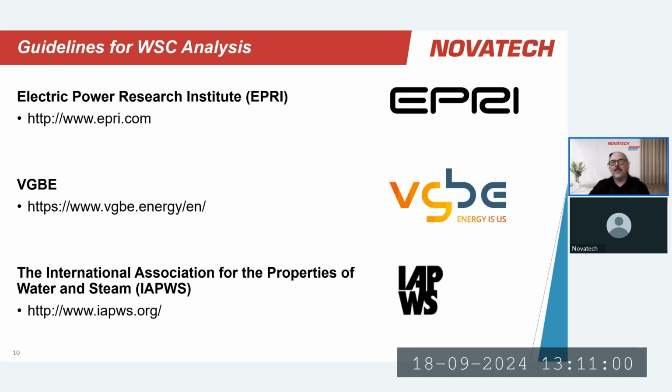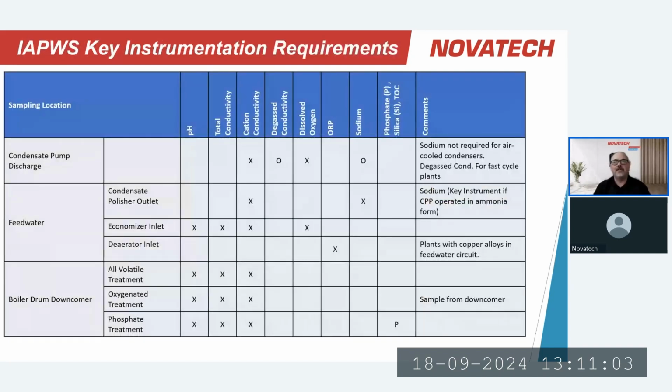And as an example, I've pulled out from the IAPWS their key instrumentation requirements, and they basically go through all of the units that we saw in our original flow diagram: the condensate pump, the feed water inlet, the boiler drum downcomer, and they list the various analytical parameters that are recommended. An X is meant as you must do this, an O is meant as optional, depending on. So for example, degas conductivity is deemed optional at the condensate pump, but it's only if you have a fast cycle process. What do I mean by fast cycle process?